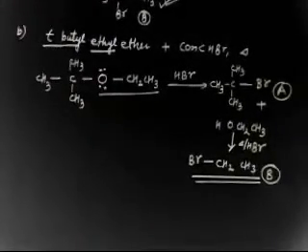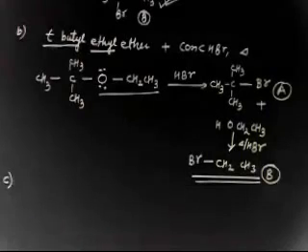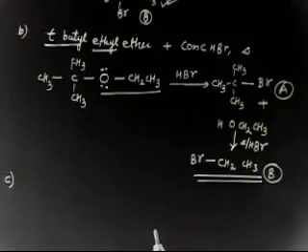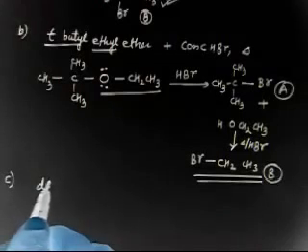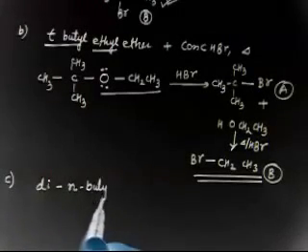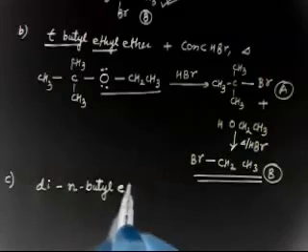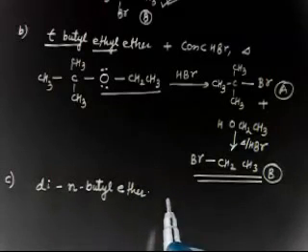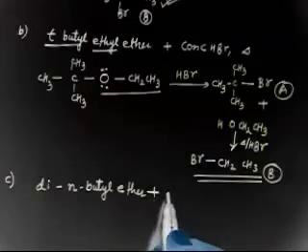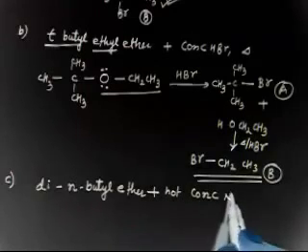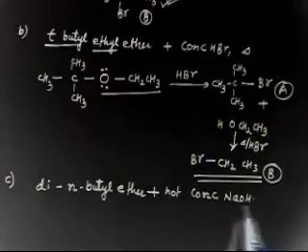So if you have written, then I can go for the C part. The C question says di-n-butyl ether. This means both sides you will have a butyl group, and this reacts with hot conc NaOH. So what will happen in this case?